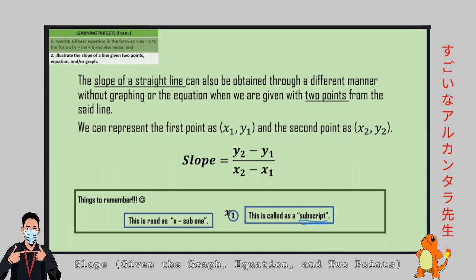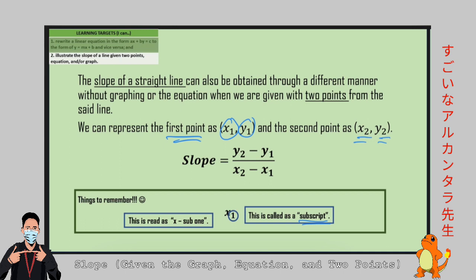So this implies labeling. For example, the first point, the first ordered pair, will have the x sub 1 and the y sub 1, since it's the first pair of x and y values that we have. And the x sub 2 and y sub 2, because that's the second ordered pair that we have. And the formula is, as you can see, y sub 2 minus y sub 1 all over x sub 2 minus x sub 1.